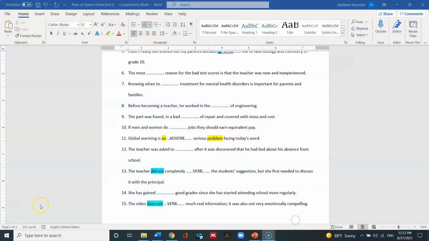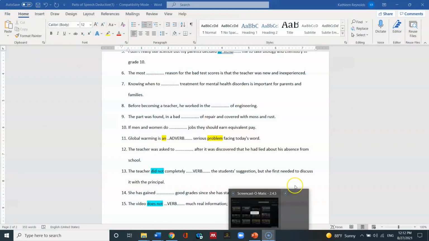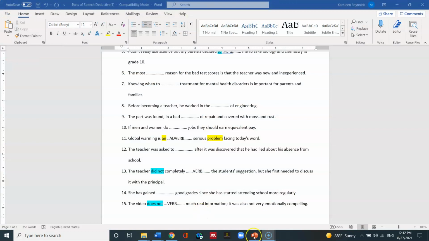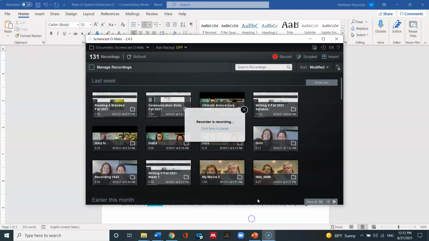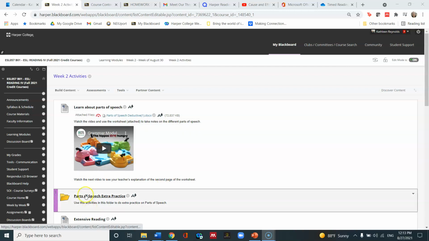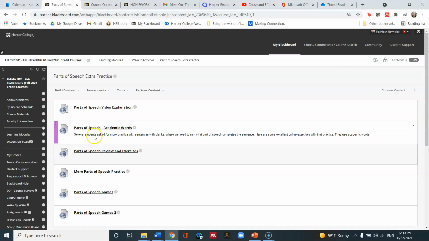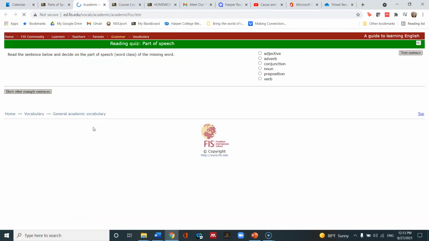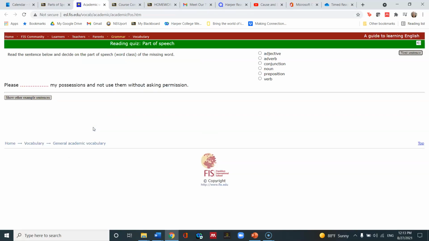If you liked these activities, please look on Blackboard for Parts of Speech Extra Practice and Parts of Speech Academic Word. That's where all these practices came from, and you can also do more practice and it will help you correct it, probably even easier than with the paper worksheet.